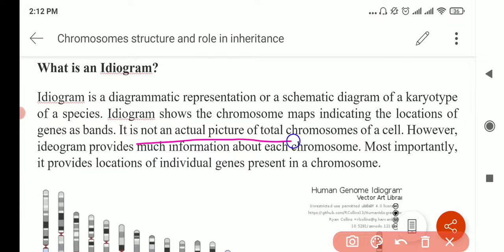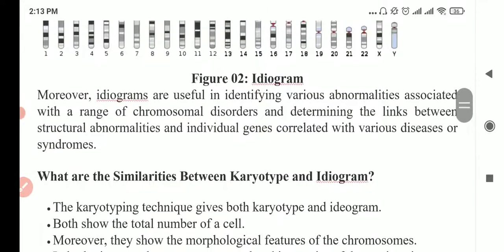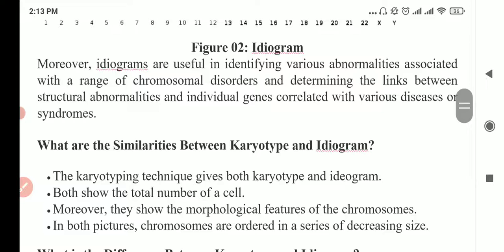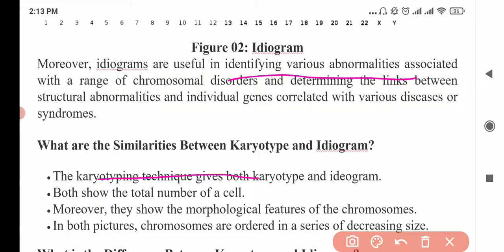It is not an actual picture of a total chromosome of a cell. However, the ideogram provides much information about each chromosome, and it shows us the location of individual genes present on a chromosome. So the most important function is to show us the location of the genes. It doesn't really tell us much about the diseases, but we do get information about the genes, because they show the genes as the bands. They are also useful in identifying various abnormalities associated with a range of chromosomal disorders and determining the link between the structural abnormalities and individual genes correlated with various diseases or syndromes.